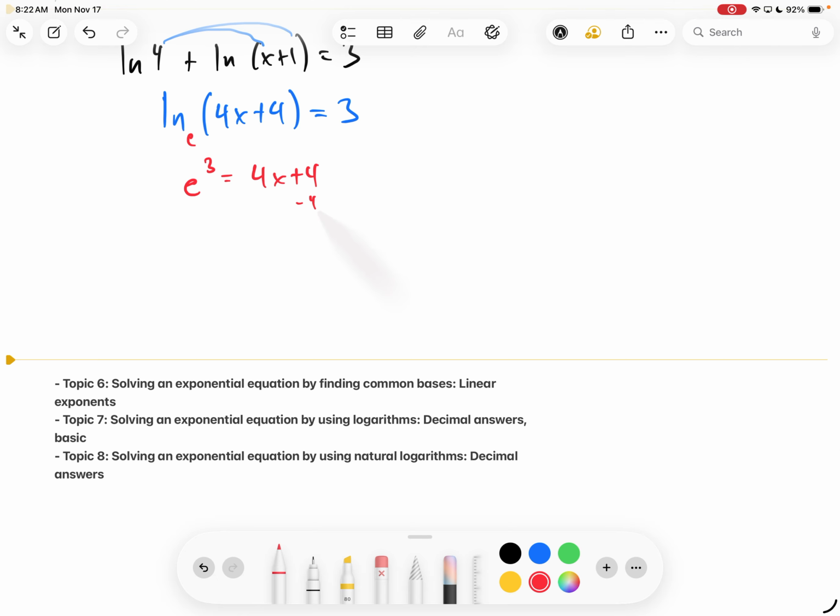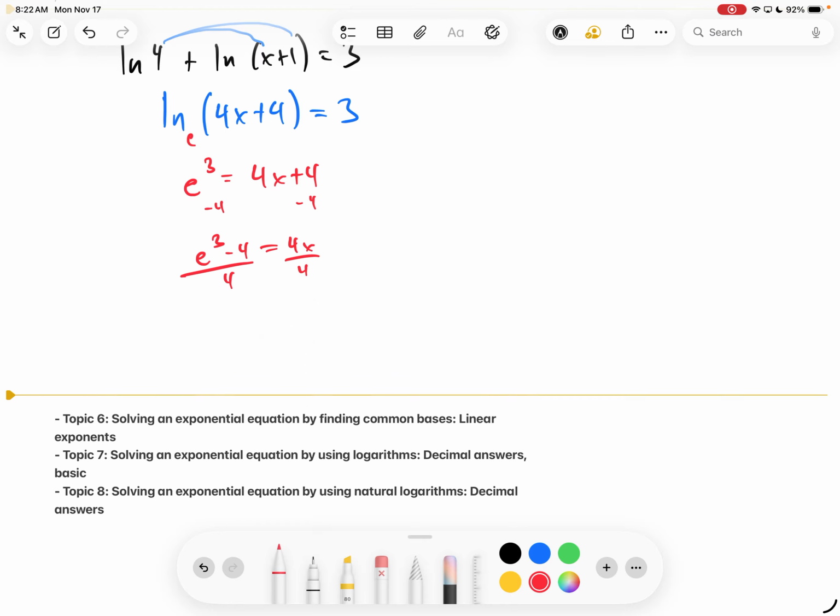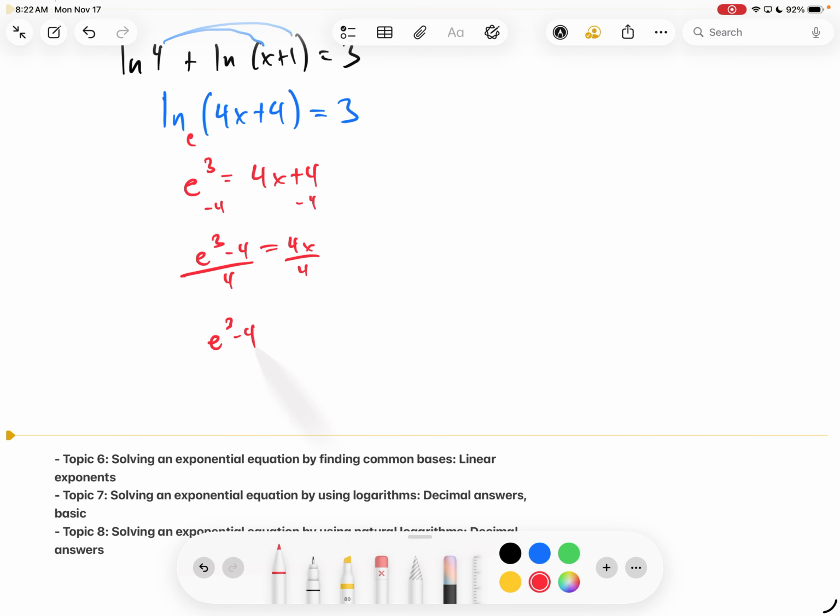So you would subtract 4 from both sides. So you have e to the third minus 4, and then divide by 4. So you have e to the third minus 4 divided by 4. You can work it out like that. Just kind of keep it as a variable and then go put it in the calculator.